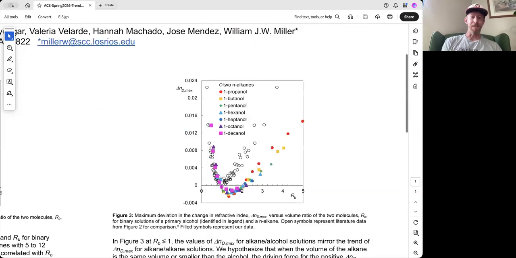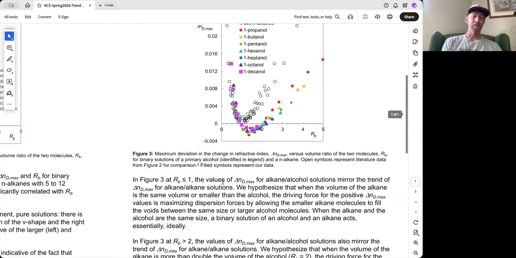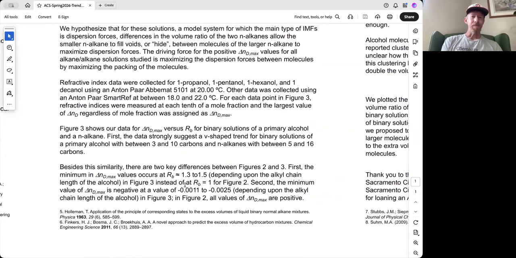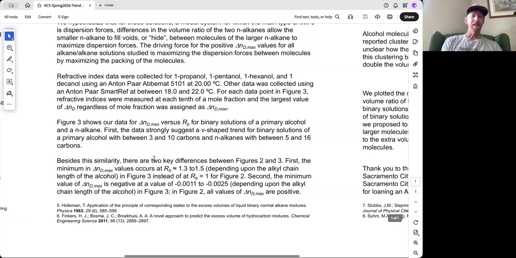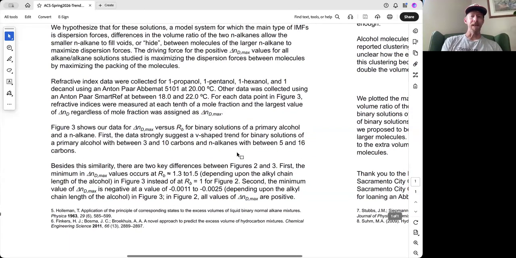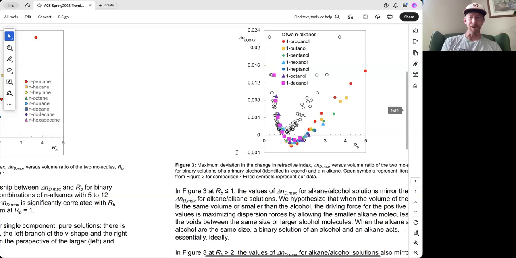But now we're going to see that there is a negative section, but otherwise it looks very similar. So figure 3 shows our data. First, the data strongly suggest a V-shaped trend, similar to figure 2. Besides this similarity, there are two key differences. First, the minimum occurs at RB equals 1.3 to 1.5, depending upon the alkyl chain length of the alcohol.